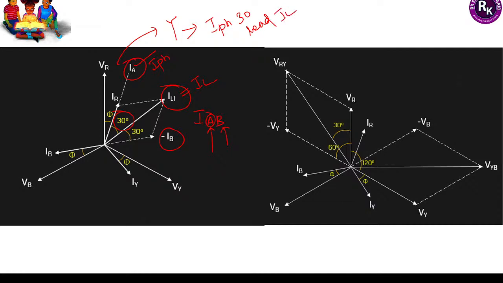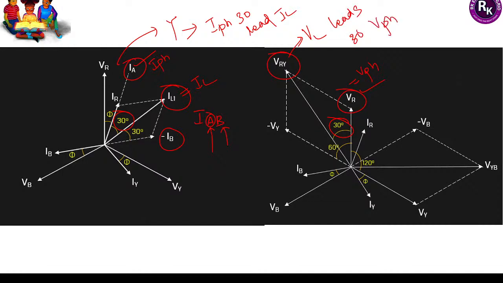Coming back to delta, you can take any one circuit. For example, if I am taking VRY versus VR. While talking about delta, the voltages are equal, I don't have any problem. But here, if you observe, VRY means line voltage. We can call it line voltage. This is 30 degree leading VR, which means per phase voltage. So here I can say line voltage leads per phase voltage by 30 degree.